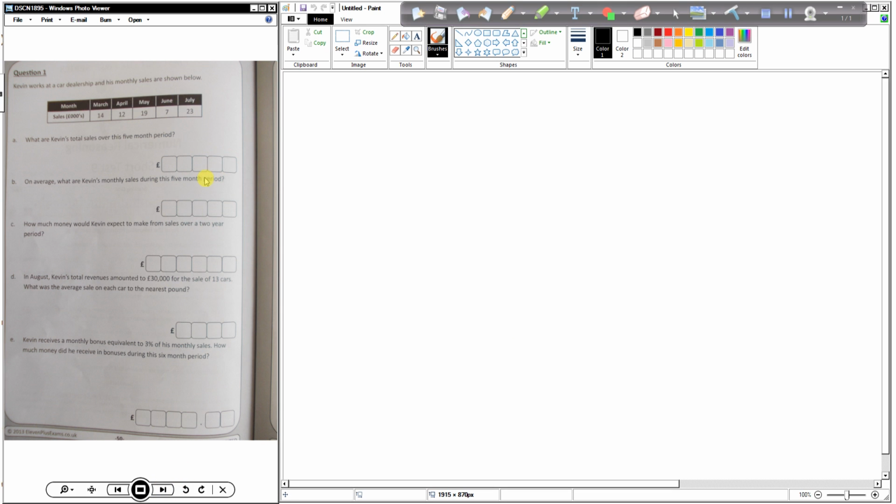Question number 1. Kevin works at a car dealership and his monthly salary sales are shown below. Sales are in multiples of thousands, so that 14 doesn't mean you earn £14. It means you earn 14,000, 12,000, 19,000, 7,000. What are Kevin's total sales over the 5-month period?